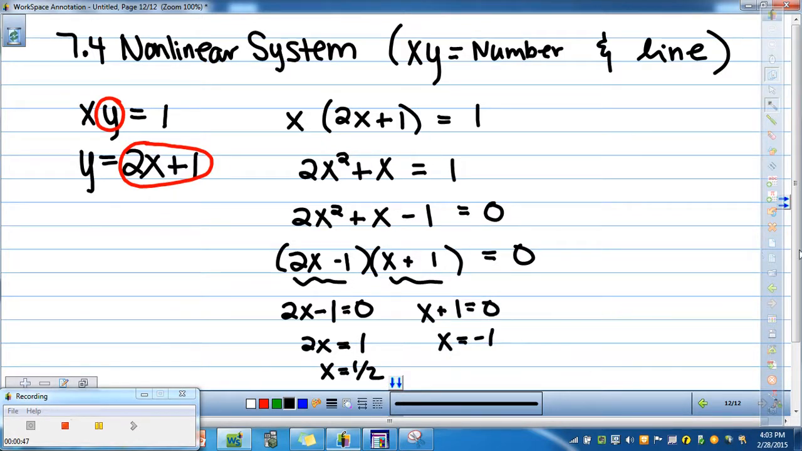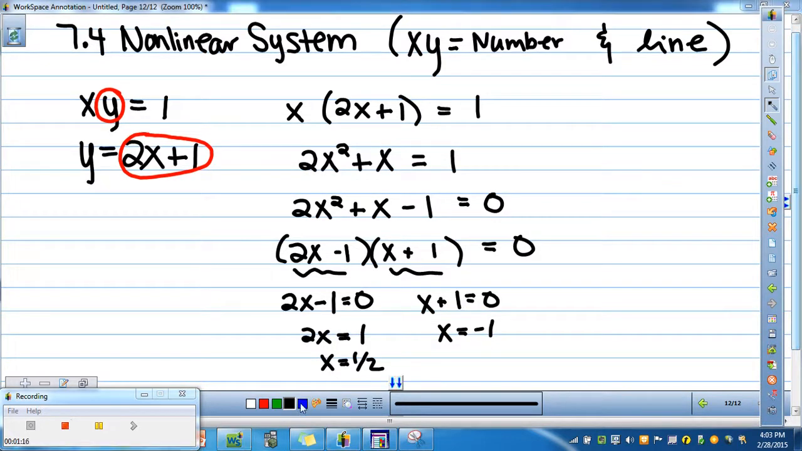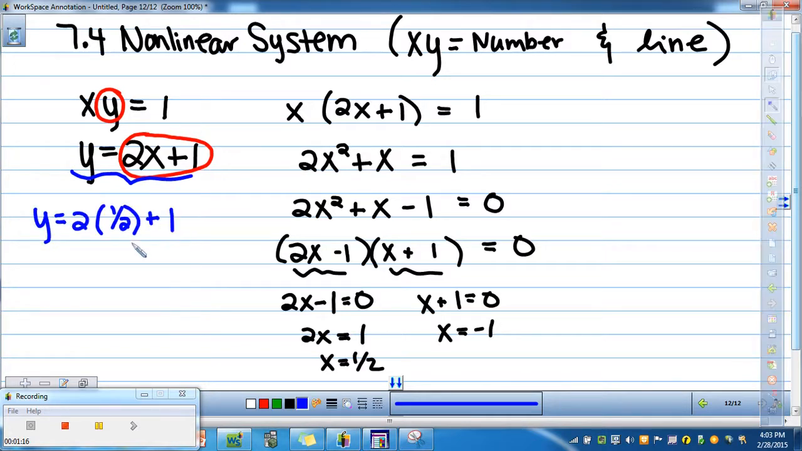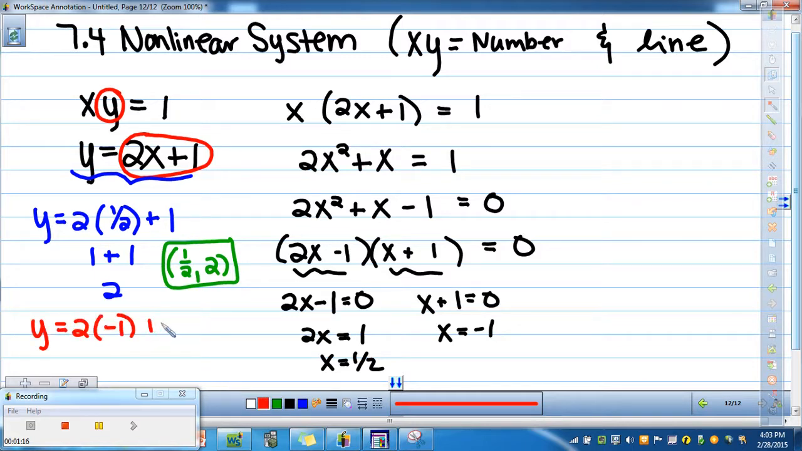These represent the x values for the intersection points. We will plug them back in to this equation to get the y values. Starting with x equals 1/2, y equals 2, so the point 1/2, 2 is a solution. Plugging in the x value of -1 gives us a y value of -1. So -1, -1 is another solution.